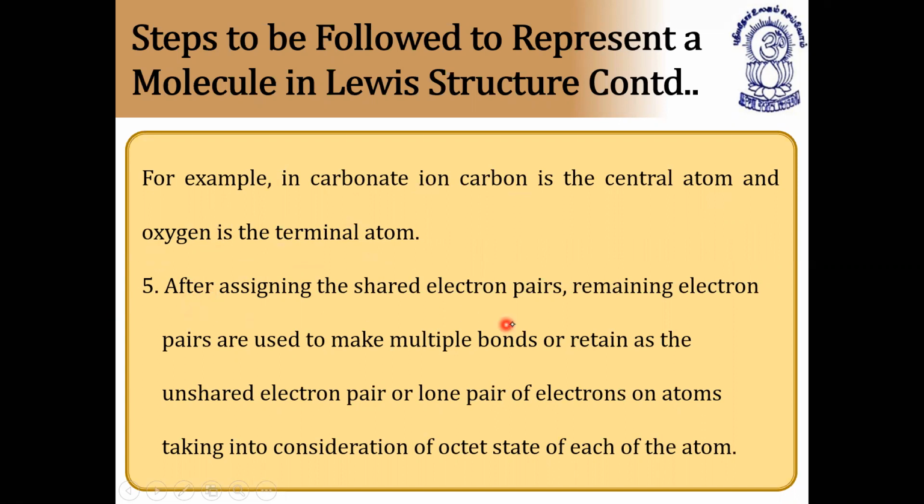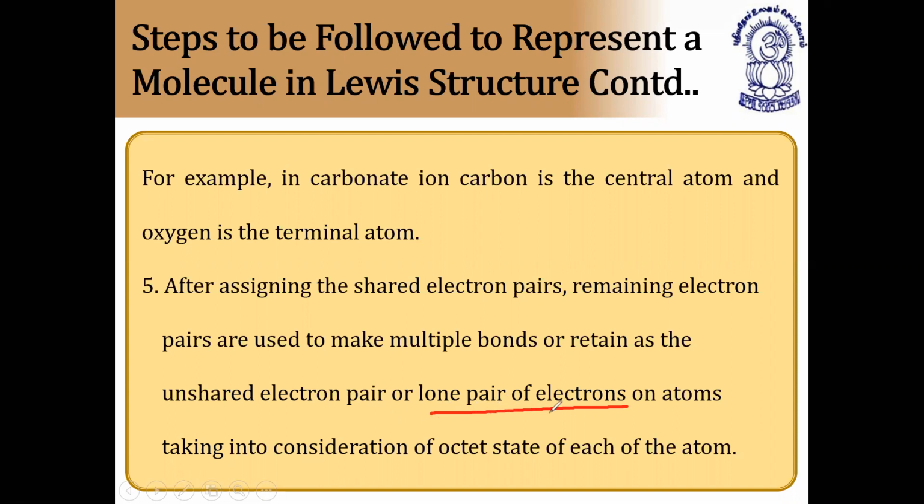After assigning the shared electron pairs, the remaining electron pairs are used to make multiple bonds or retained as the unshared electron pair or lone pair of electrons. What is this lone pair? The electrons which are not involved in bonding are called lone pair of electrons, like in the case of water, we have seen. So lone pair and bond pair, it's very important, which you will be discussing more in VSEPR theory.